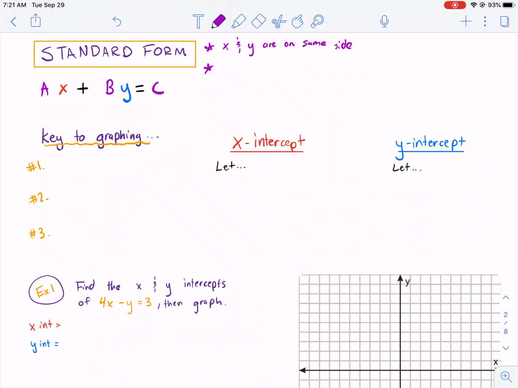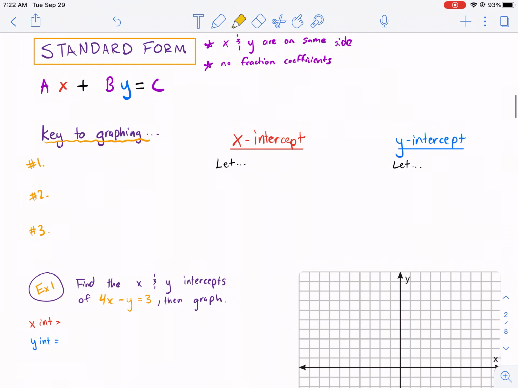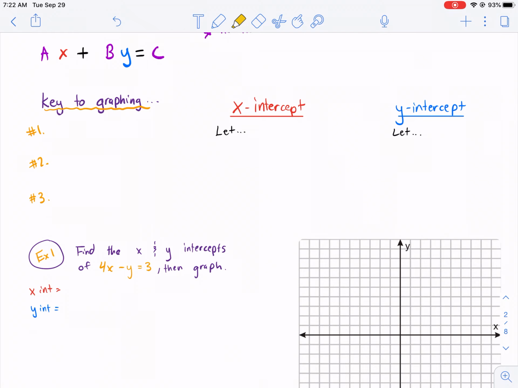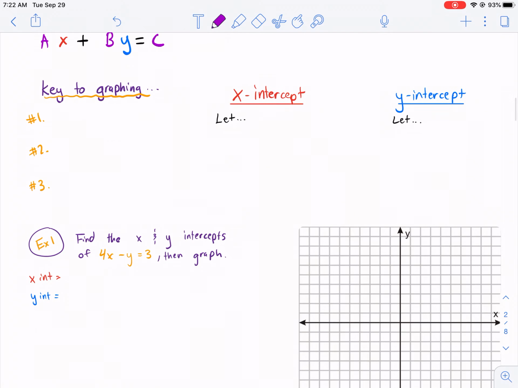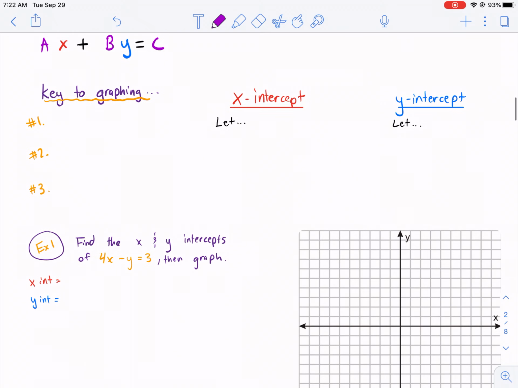The other key is there's no fraction coefficients of X and Y. So A and B are not fractions, don't have any fractions in front of A or B, and that's what you call standard form. Now, standard form is pretty useful, and a way that it's useful, we're going to talk about in a second, but it uses the intercepts to graph. So the first step with graphing the standard form is find X and Y intercepts.